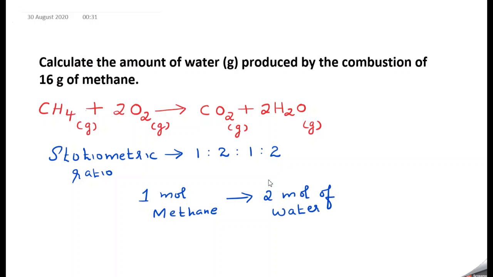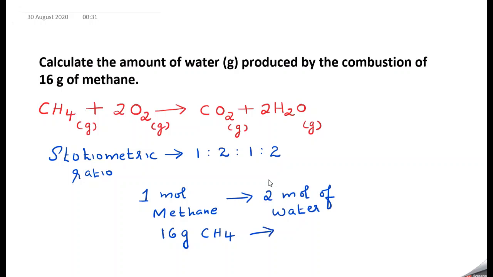Okay, but in the question they have given methane in the form of mass actually. So I know 1 mole of methane. What is the mass of 1 mole of methane? We know that 1 mole means molar mass. So carbon 12, hydrogen 4. So 12 plus 4, 16. So I can say 16 gram. Okay, so 16 gram CH4 gives actually 2 moles of water.